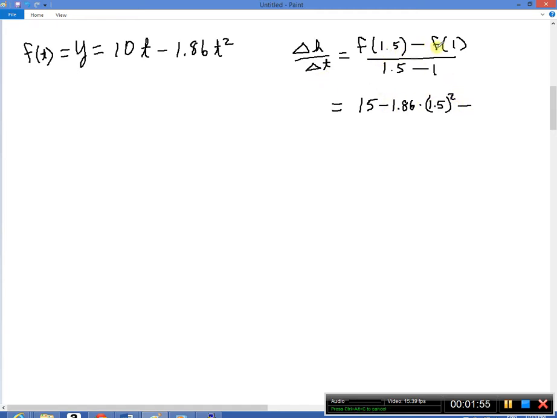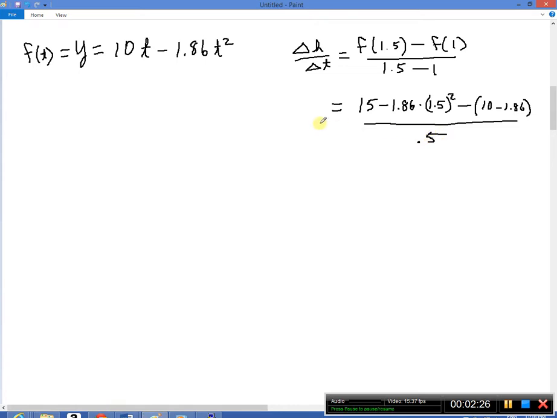Then I have to subtract f of 1. So that's going to be 10 minus 1.86 times 1. Now here, I should put this in parentheses, and I'm running out of room. So it's 10 minus 1.86 times 1 squared, like that. That's good. It fits. And that's all divided by 1.5 minus 1, which is 0.5.